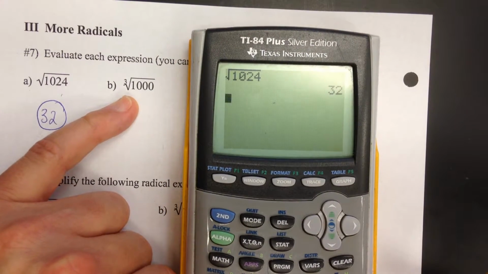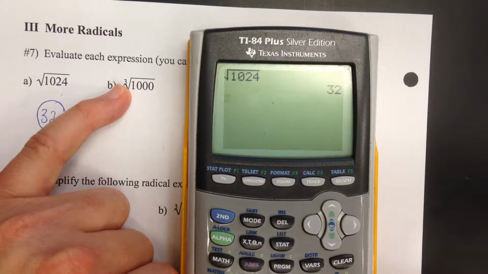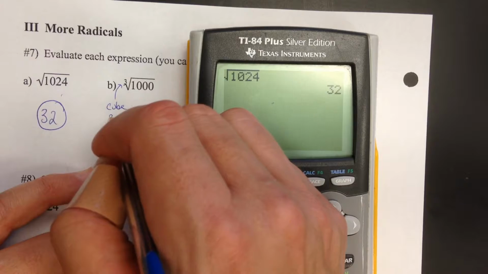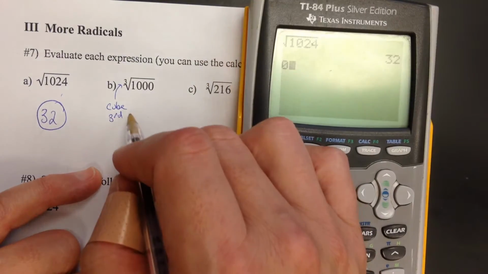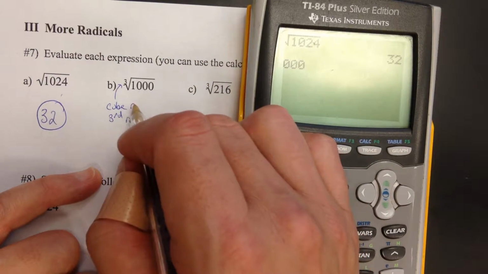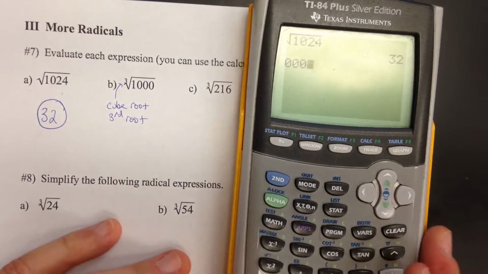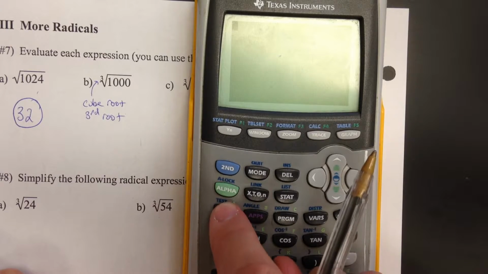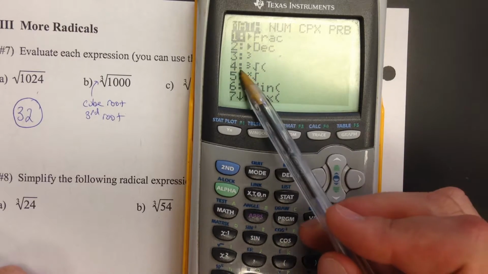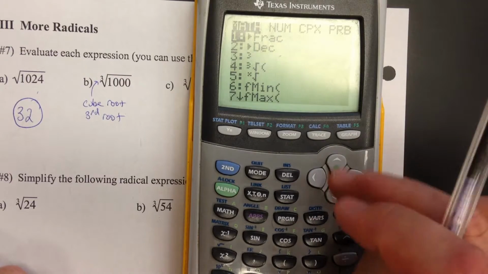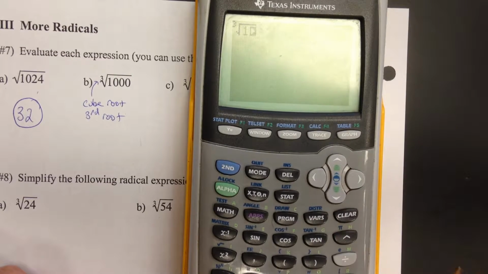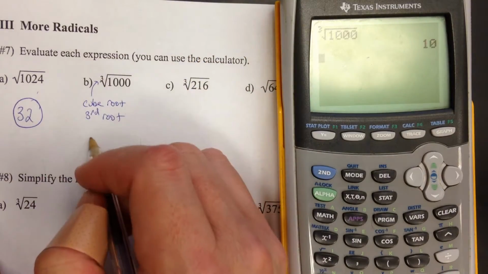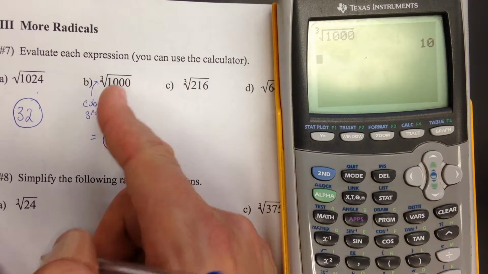Now, the cube root of 1000, that means the cube root, that little 3 there, we say the cube or the third root. Cube root or third root. Now there's actually a button on the calculator. If you go to math, right beneath the alpha key, math, and look at choice number 4 here, that's your cube root. So the cube root of 1000, that's 10. So what that tells you actually is that 10 times 10 times 10 is equal to 1000.